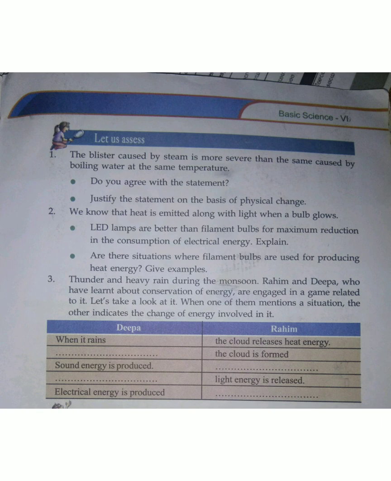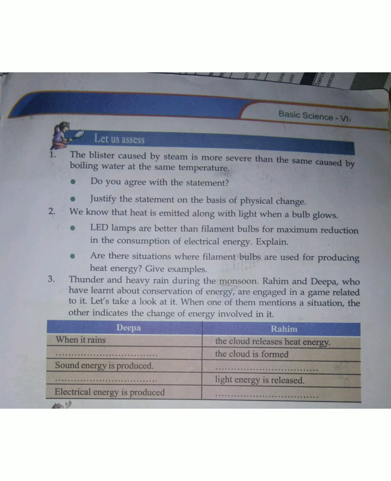In the first column, when it rains, Rahim says that the cloud releases heat energy. There is an energy change associated with it, isn't it? Now the second column is blank and Rahim said that the cloud is formed. When the cloud is formed, what is the energy change? The water vapor releases heat energy. That should be written in the first column.